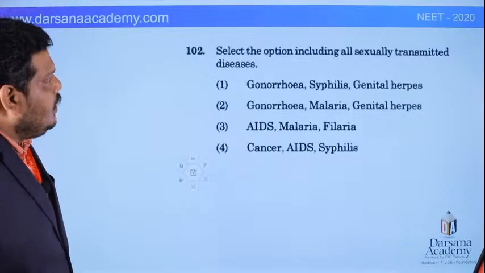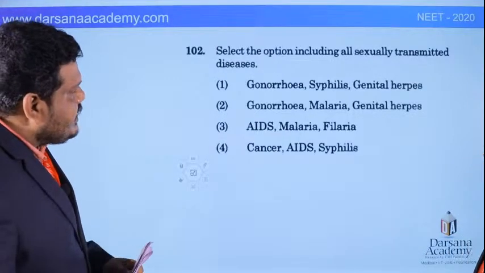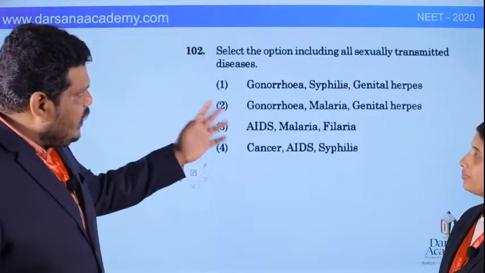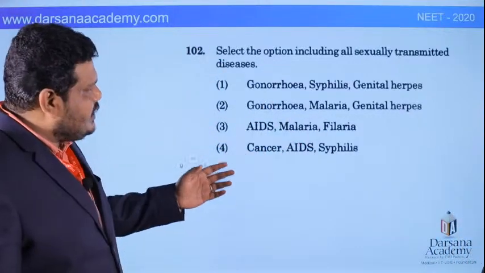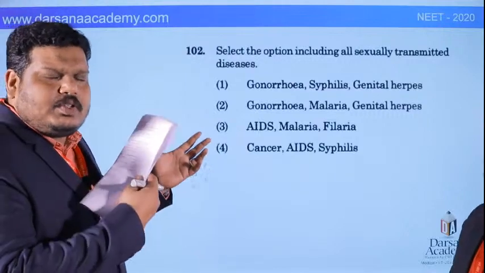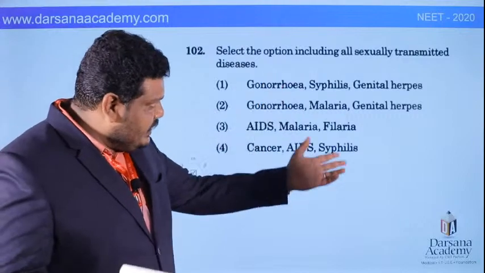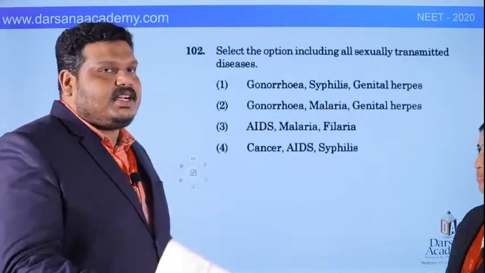That's also from zoology. Select the option including only sexually transmitted diseases, without any exception. This is a simple question. Gonorrhea, you know that this is a sexually transmitted disease. Syphilis is that, and genital herpes. All these are sexually transmitted diseases.